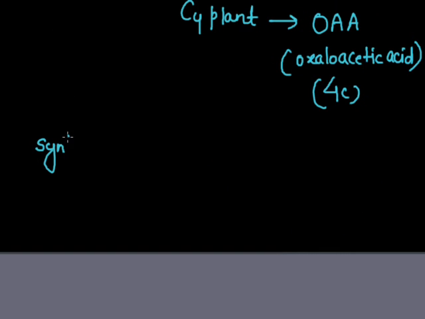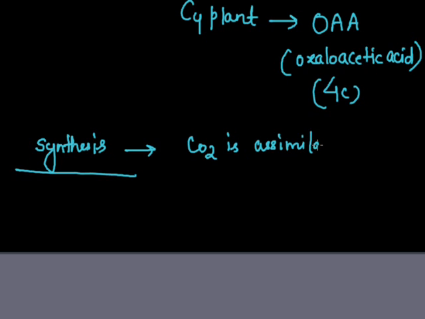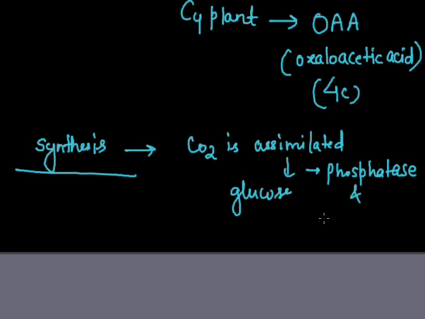In the synthesis process, CO2 is assimilated into glucose in the presence of phosphatase and isomerase enzymes.